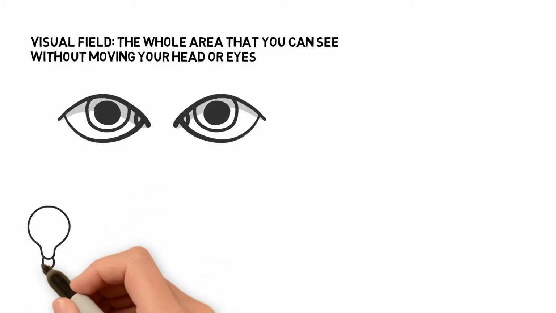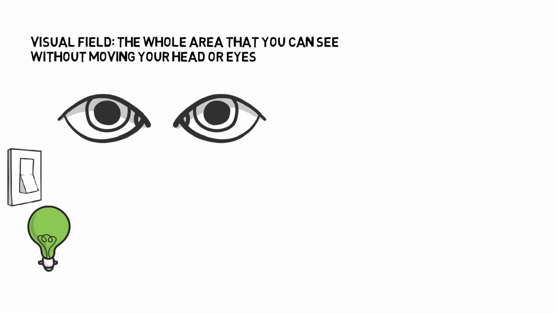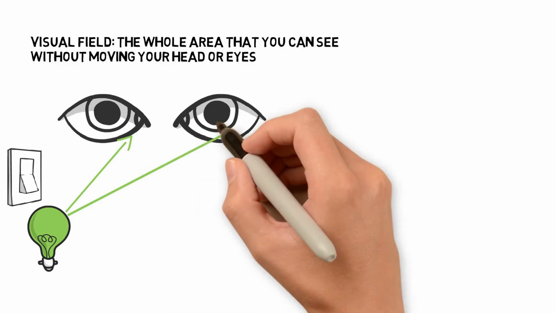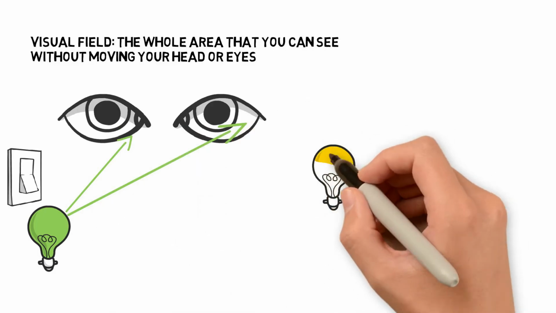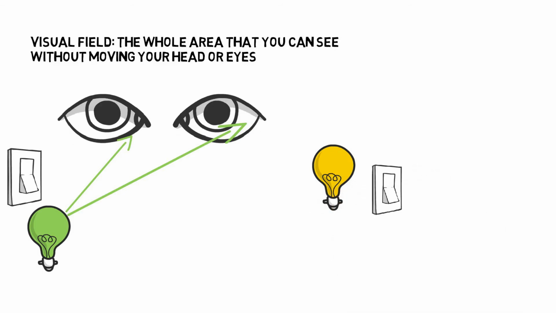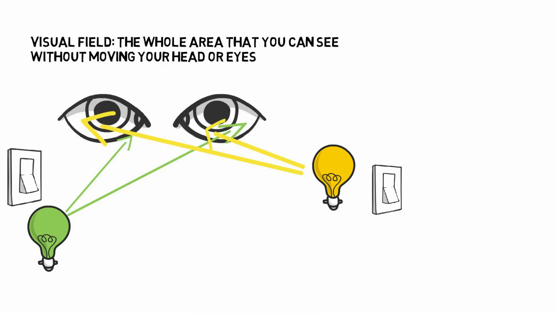When light comes in from the right visual field, it hits the nasal retina on the right eye and the temporal retina on the left eye. The opposite is true when the light comes from the left visual field. It hits the left nasal retina and the right temporal retina.